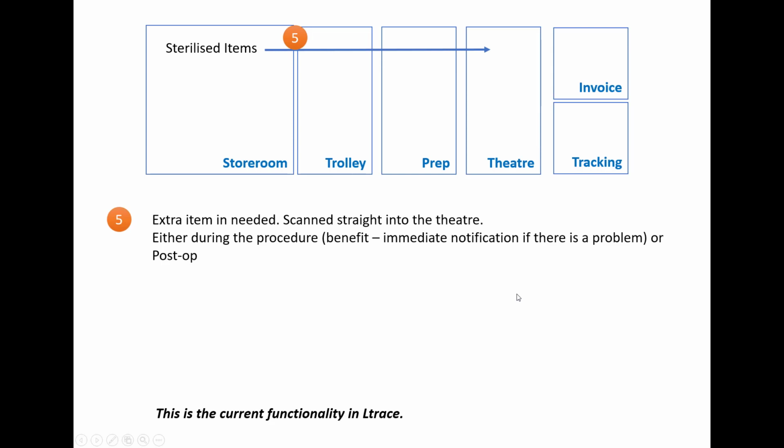Just keep in mind, as the procedure's happening, staff may need to go back to the storeroom, grab some more sterilised items and bring them in. And in this case, all they've done is scan straight in, added to the theatre list. Now, this can be done during the procedure, in which case you will get notification if there's anything wrong with those items, or it can be done post-op, but you do lose the immediate notification if there had been something wrong, such as the item not being sterilised or being recalled. So, once again, this is current functionality in LTrace.